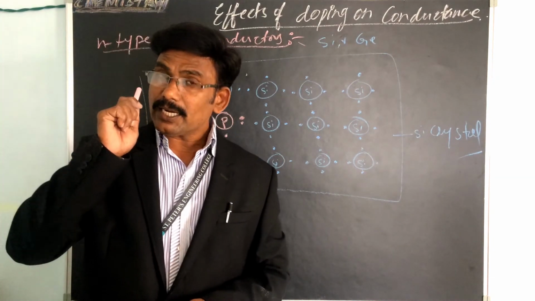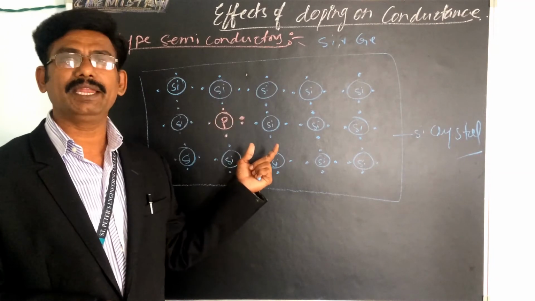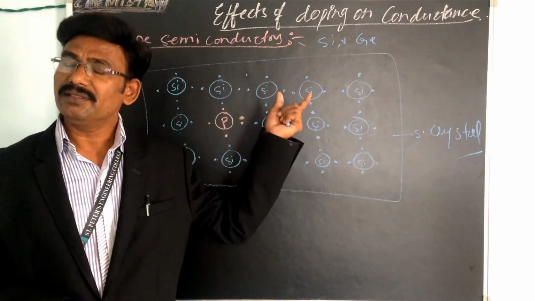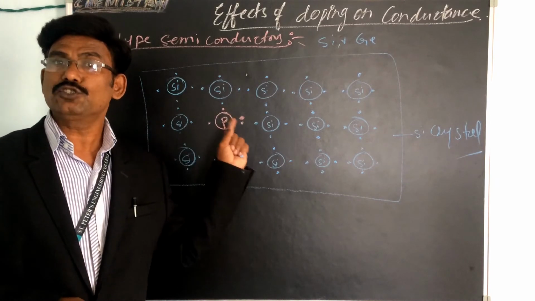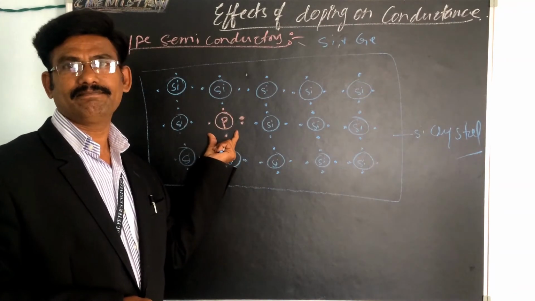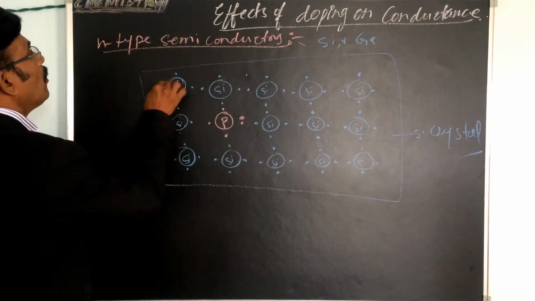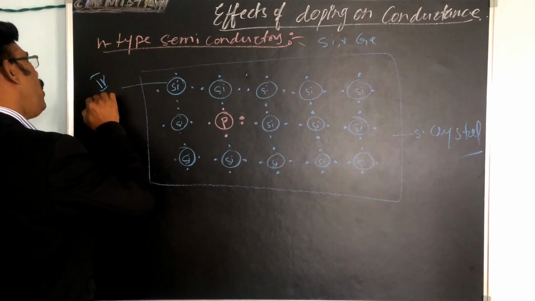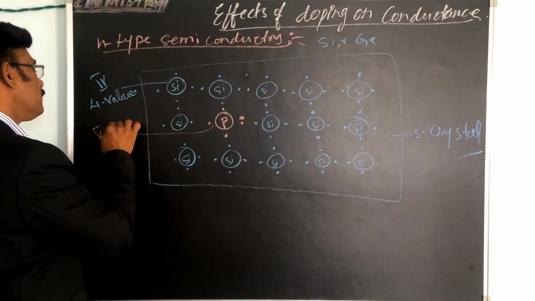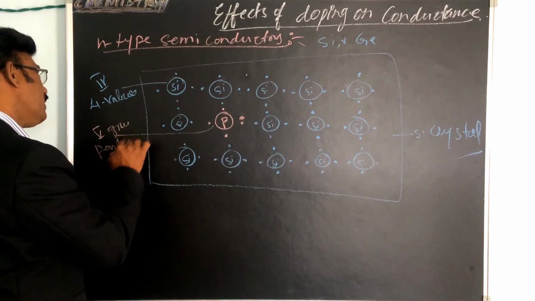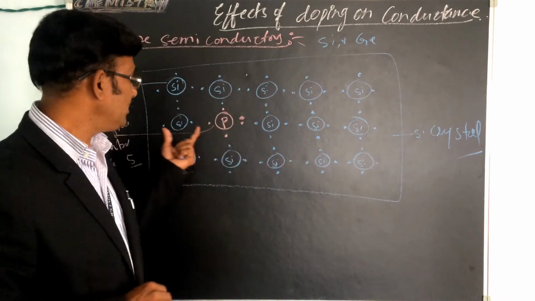Look, when doping a semiconductor such as silicon or germanium, which belong to the fourth group of the periodic table, like carbon, silicon, germanium, it is doped with phosphorus or arsenic, which are pentavalent. Silicon is a fourth group element with valence 4, and this is a fifth group, pentavalent element with valence 5, meaning 5 electrons. That is the difference between the two.